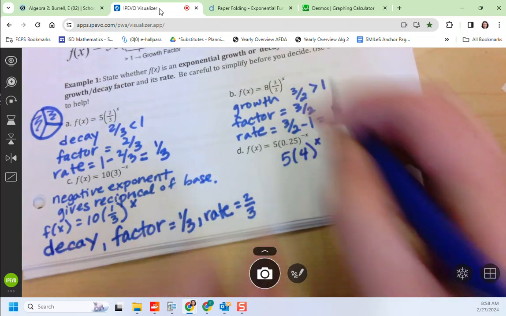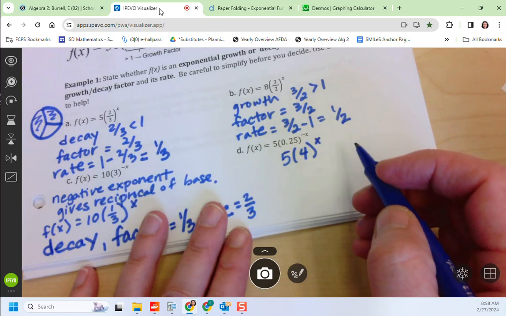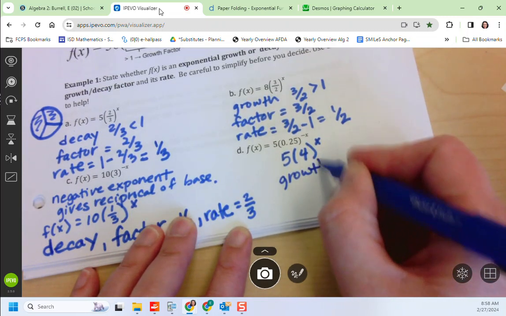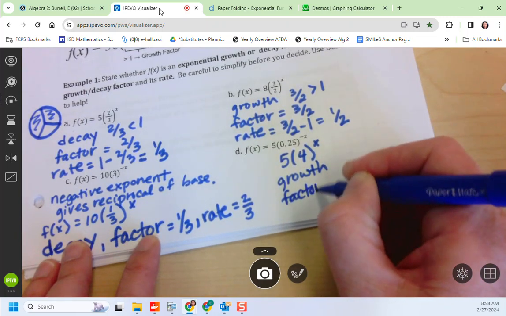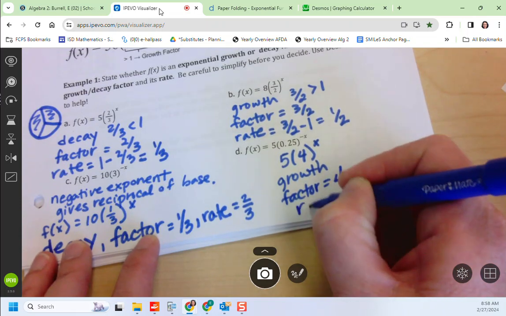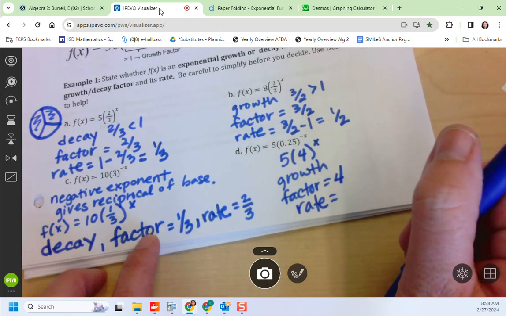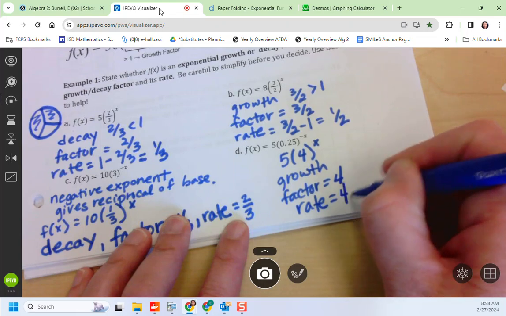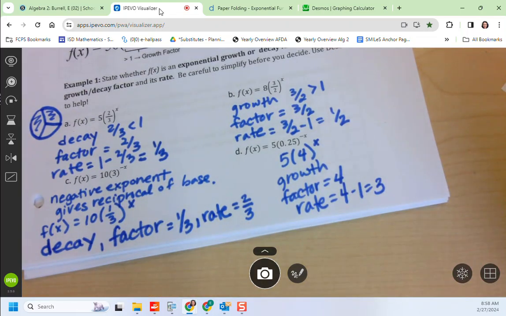And so then, it's growth or decay? Growth. And your factor is 4. And what's your rate? It's always going to be positive, so it's what? 4 minus 1, which is 3. Good. All right, any questions on that?